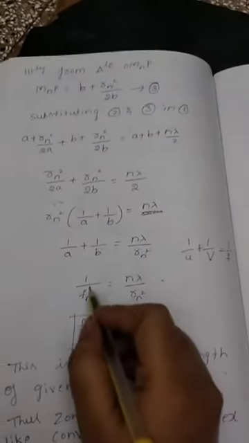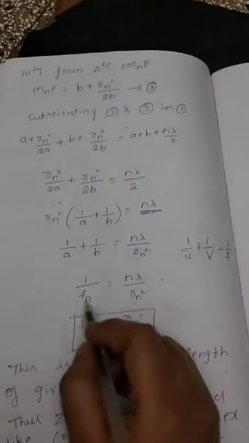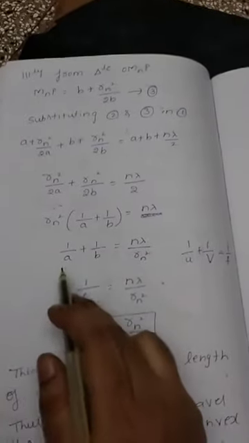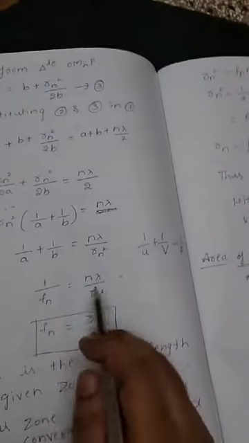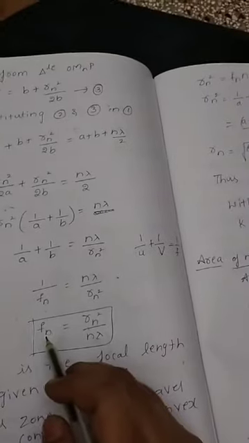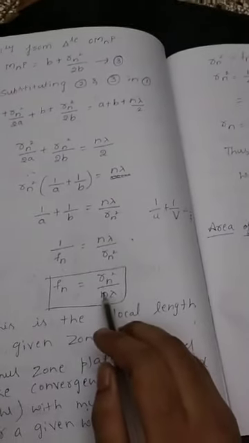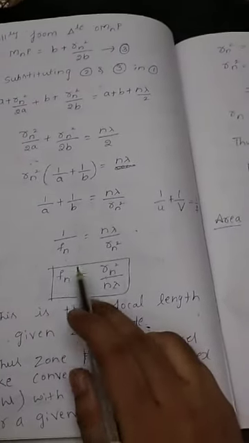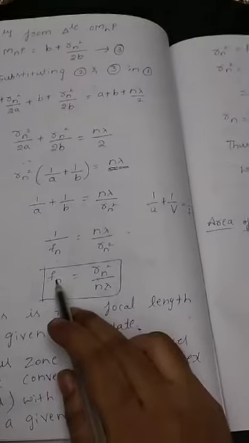Correct? Therefore, I can write this as 1 over Fn, where Fn is the focal length of the nth zone, because I have taken this expression only for the nth zone. So I can call this the focal length of the nth zone. If I write the expression for focal length, I will get Fn is equal to Rn square by n lambda. This shows that Fn depends on the n value. For the first zone, a different focus is there. For the second zone, a different focus is there.